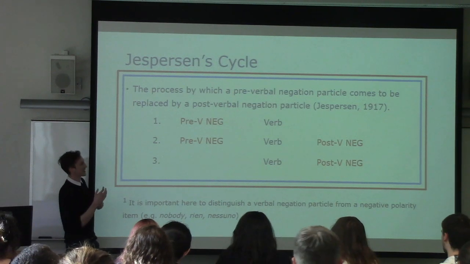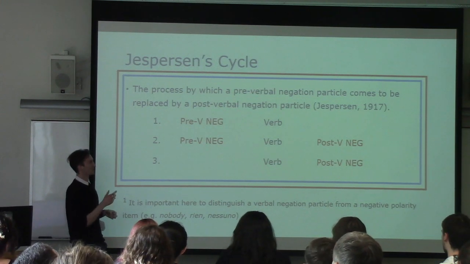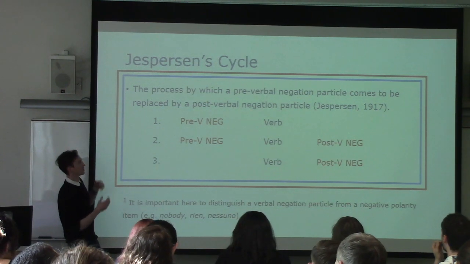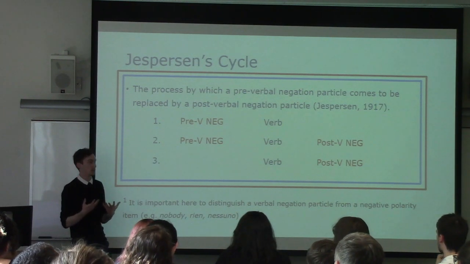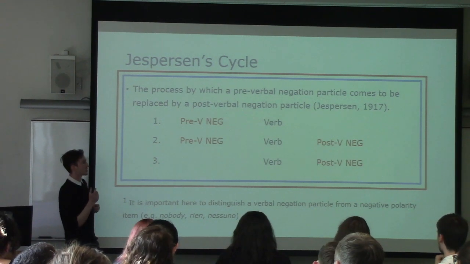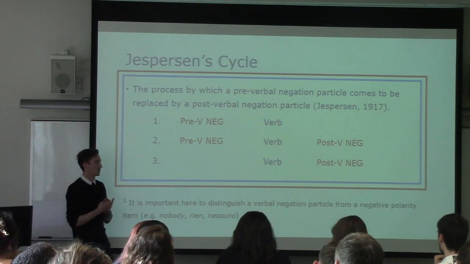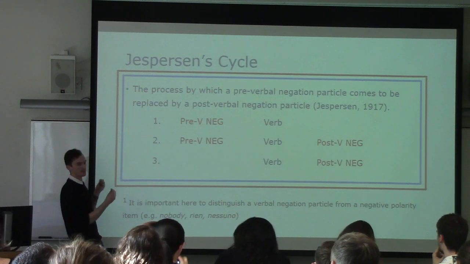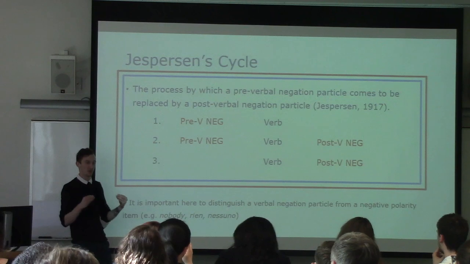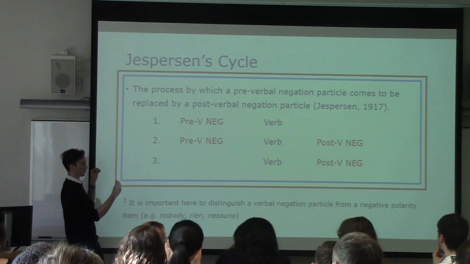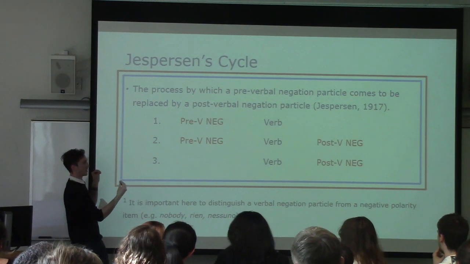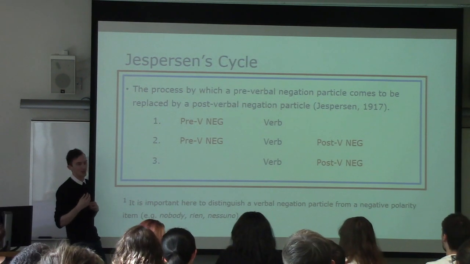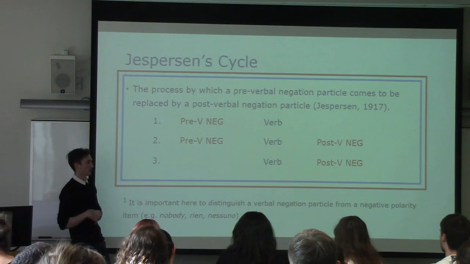So the Jespersen cycle is a three-stage process in which pre-verbal negation comes to be replaced by a post-verbal negation marker. Stage 1, initial, the pre-verbal negation marker is expressed in isolation. In stage 2, there's a simultaneous expression of a pre-verbal negation marker and a post-verbal negation marker. The characteristic aspect of stage 2 is that the expression of these two is very rigid. They are expressed together in all situations of negation. Stage 3, the final stage, sees the omission of the pre-verbal negation marker in favor of the post-verbal negation marker.